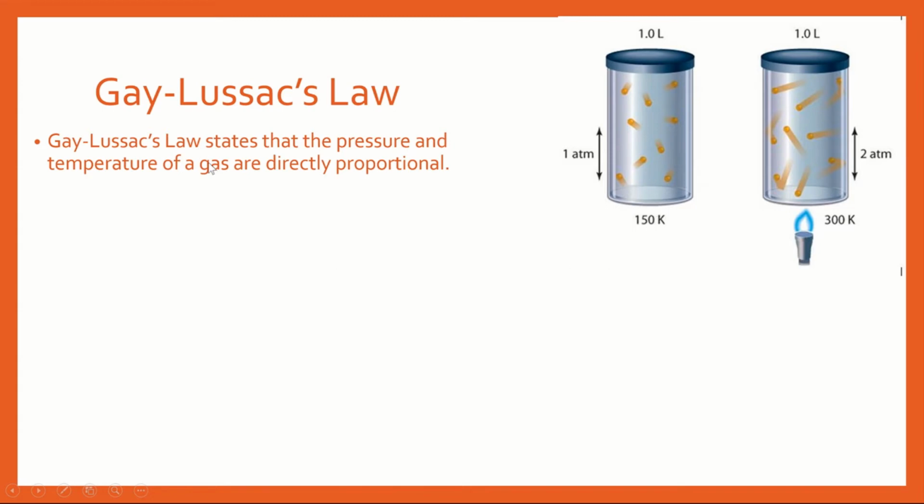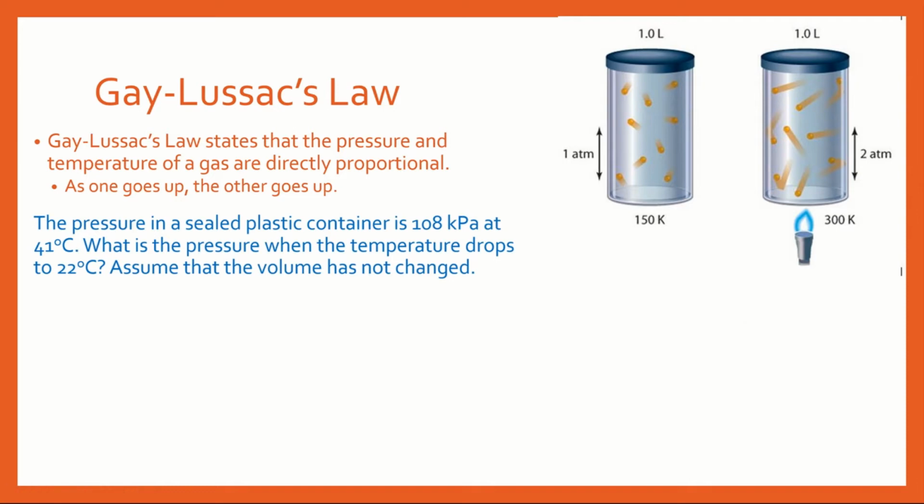Gay-Lussac also found a direct relationship, this time between pressure and temperature. So as we heat up these molecules, you can see they're moving faster. See the little yellow spheres, they have a longer tail. It indicates that they're moving faster, which means they're going to collide more often and with more energy with the surrounding sides. More often and more energy means a greater pressure. Again, it's going to be important that you remember and apply that thought, that direct relationship.